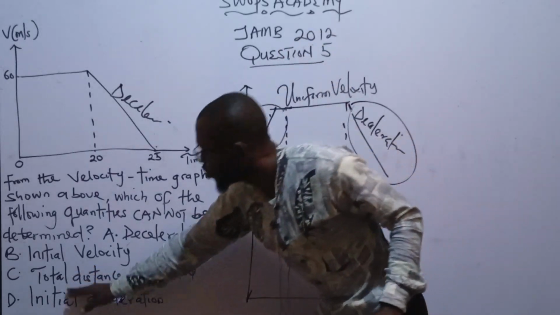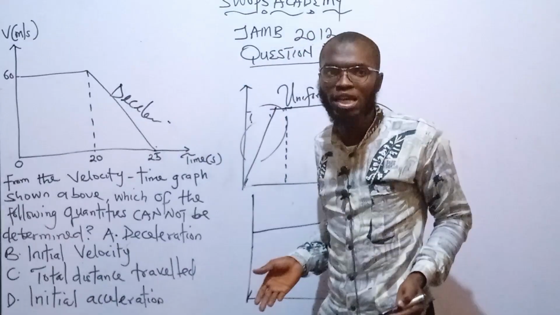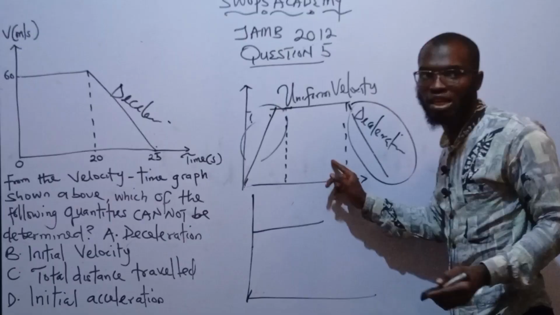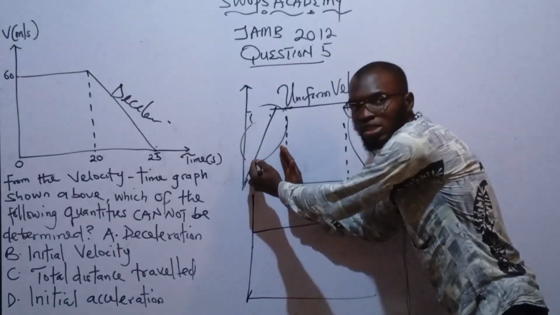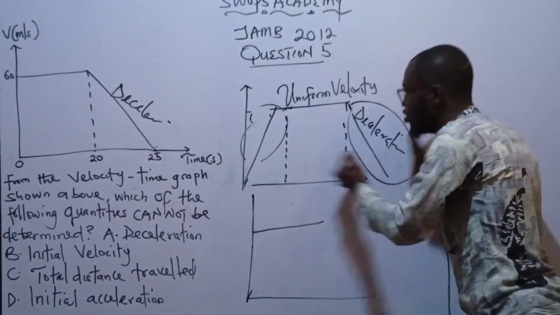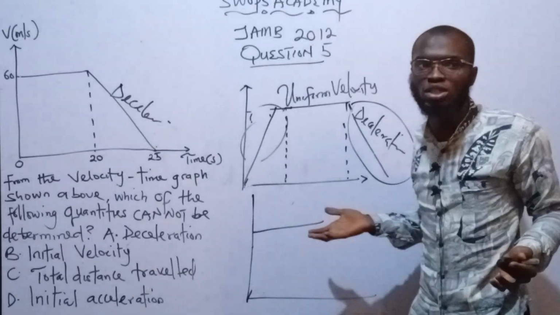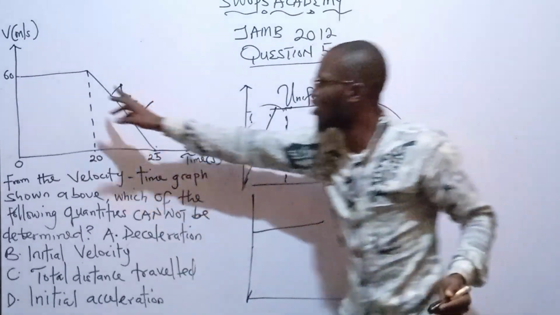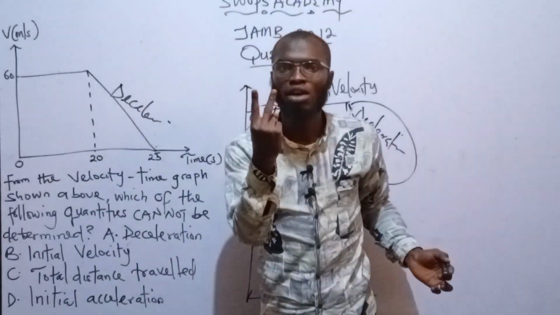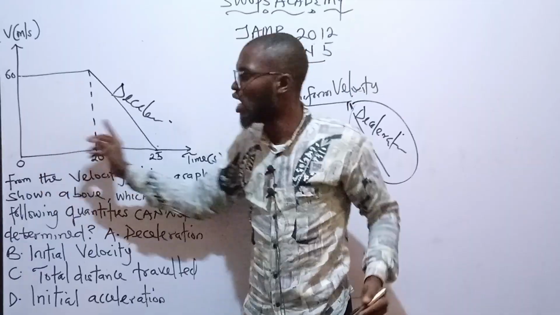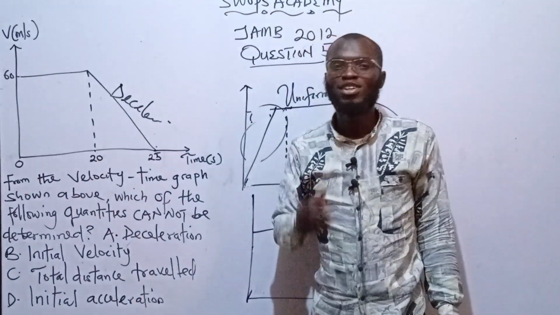What again? Total distance traveled. Yes, we can also see that. I mentioned that when we calculate this shape and this shape and this shape, then add them together, it becomes the total distance traveled. So we can also do the same here. How many shapes are we having? We are having a rectangle.